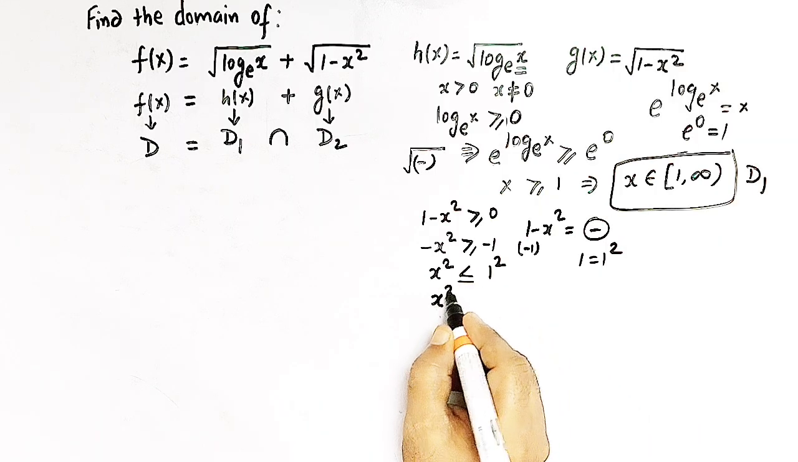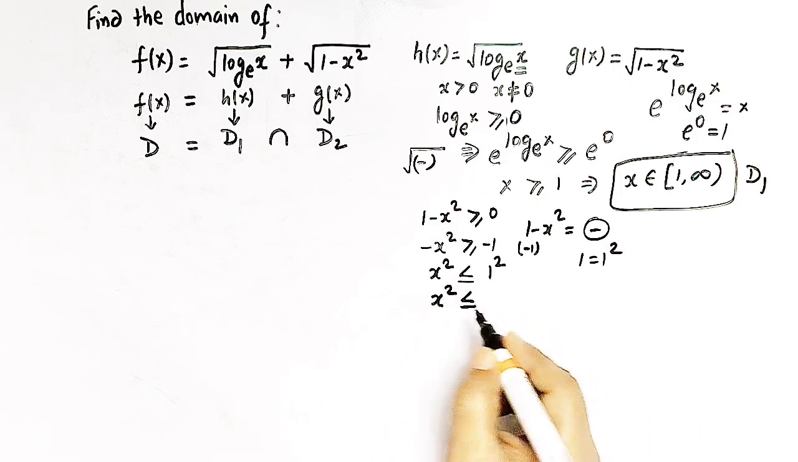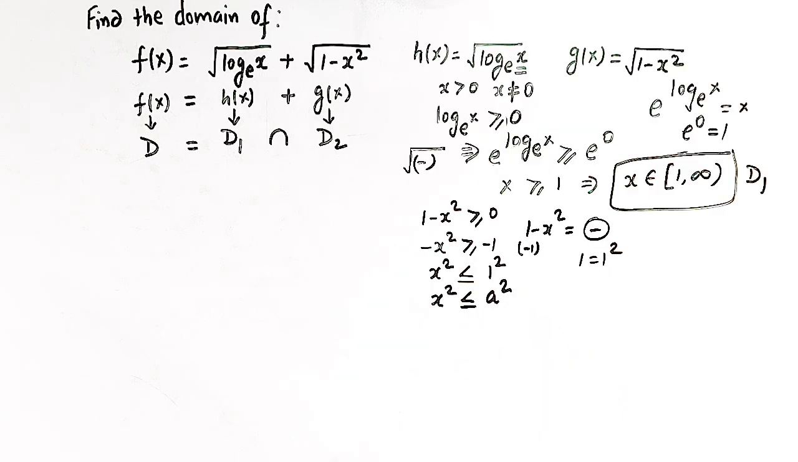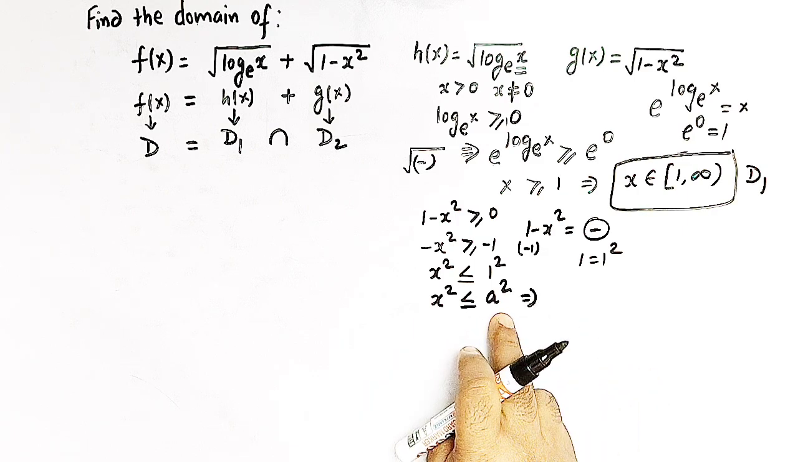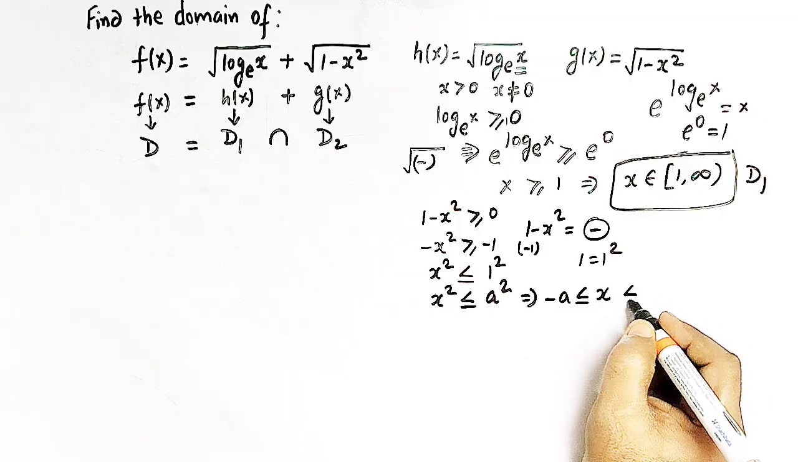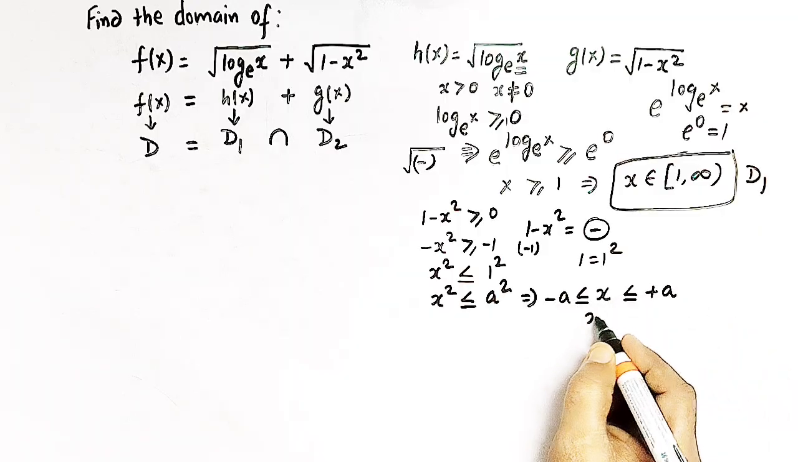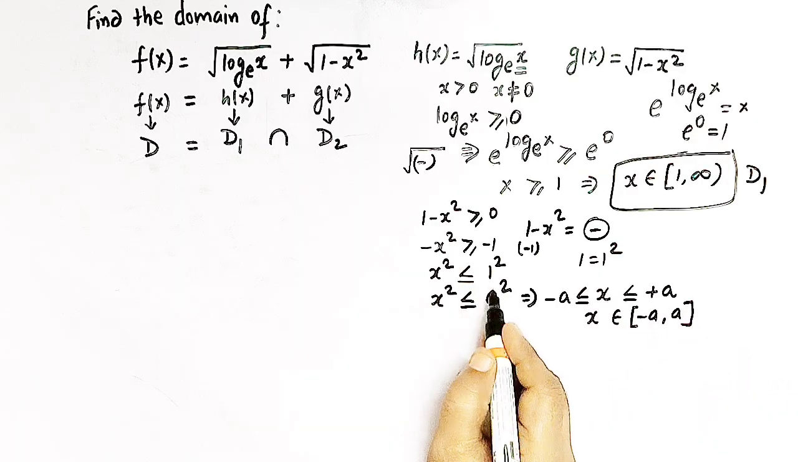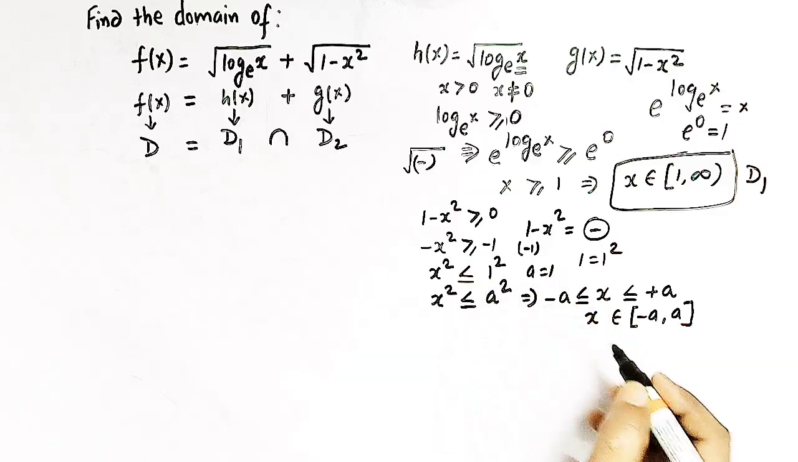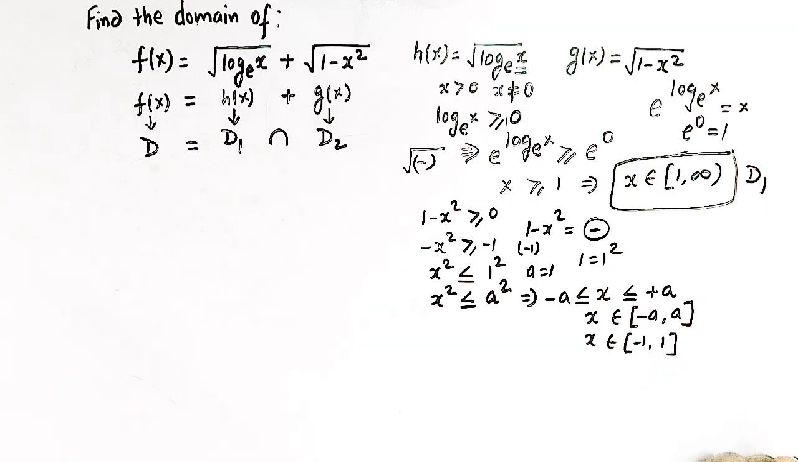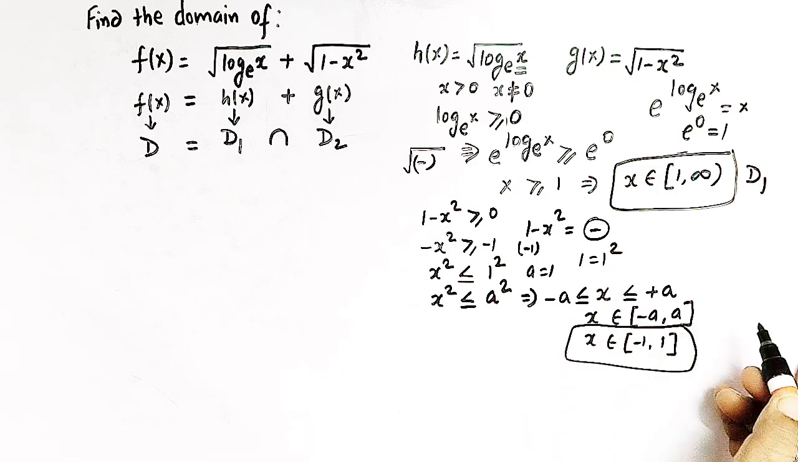So now here we have the inequality of this type, that is x square is less than or equal to say a square, right? And the solution of this type of inequality is given by x greater than or equal to minus a and less than or equal to positive a, or x belongs to the interval minus a to a. So here the value of a is 1. So we have x belonging to the interval minus 1 to 1. So this is the domain of this function g of x.